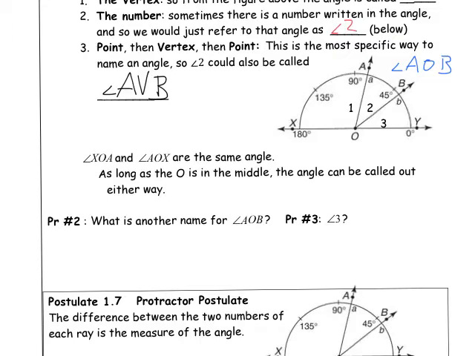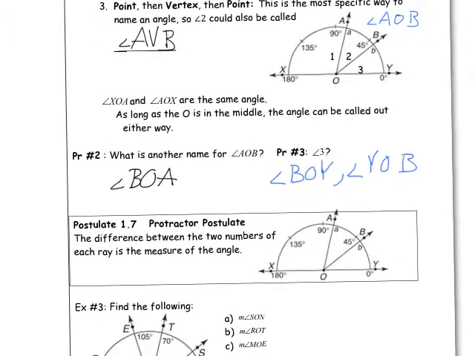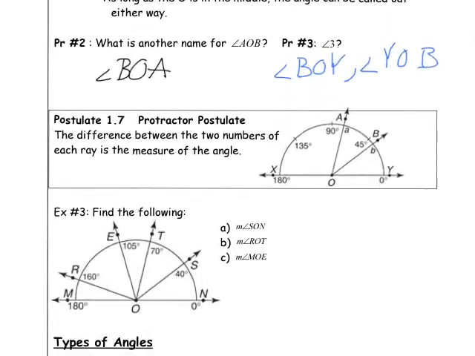Okay, another name for angle AOB is angle BOA. You could just go backwards as long as the O is in the middle. And another name for angle 3 would be angle BOY, right? Angle BOY. Or you could go the other direction and say angle YOB. All right, now that we've talked about how to name angles, let's talk about measuring angles.